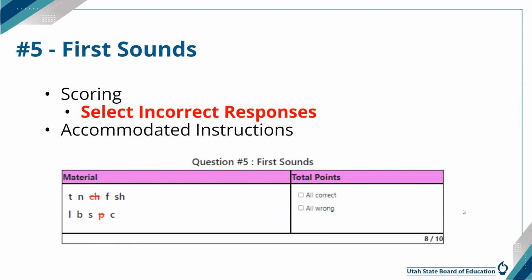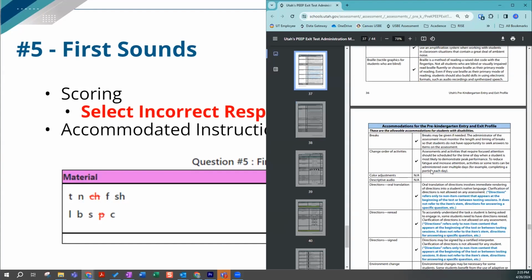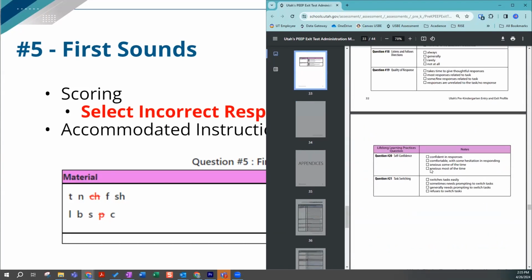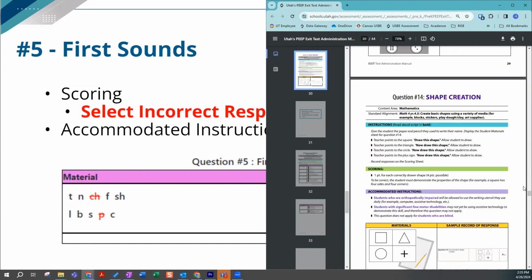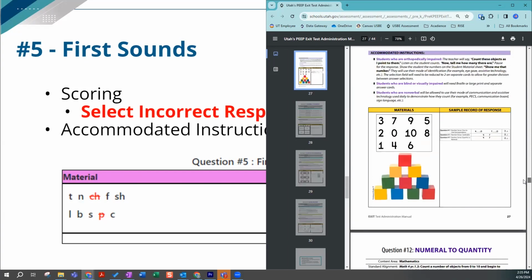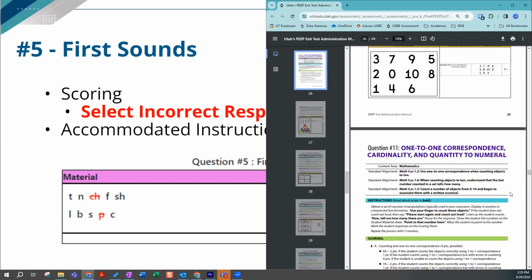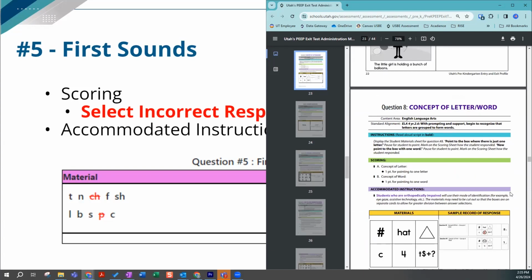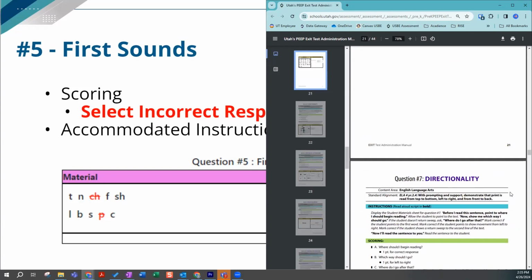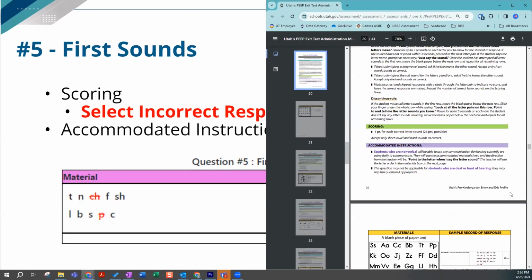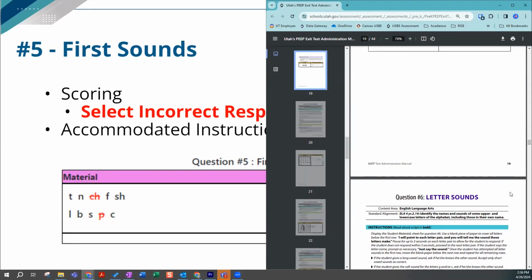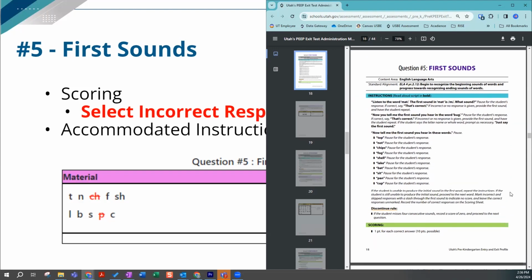So I have a question. I teach at a school where my students do not speak. What do I put down? Yeah, so currently, this does not have a not applicable option, and that is something that will be added when we give that next one. So you would currently have to select all wrong.